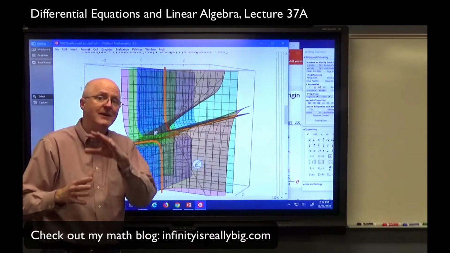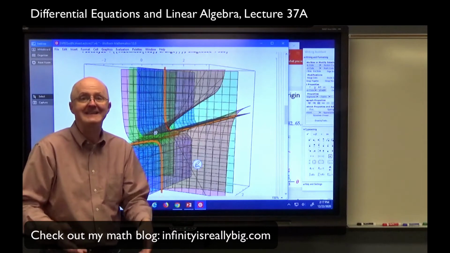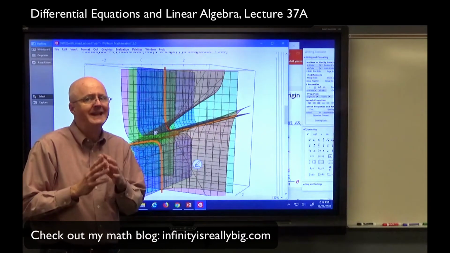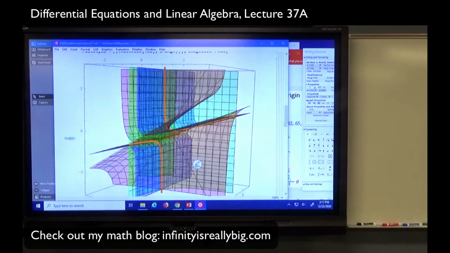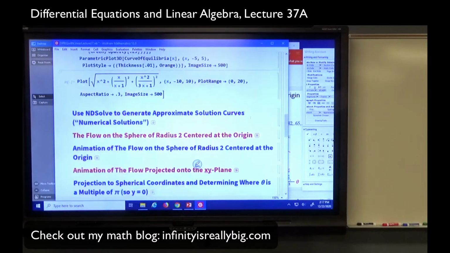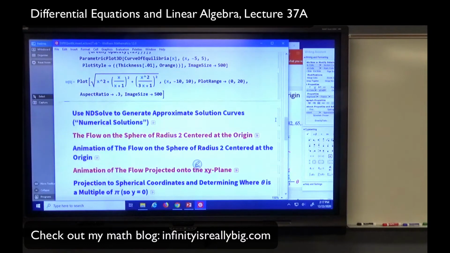Actually, usually when you've got 3 functions like this, f, g, and h, all equaling 0 simultaneously, they will usually intersect only at isolated points. So this is a very special system, and we get a curve of equilibria here. And we can figure out how far they are from the origin if we like.